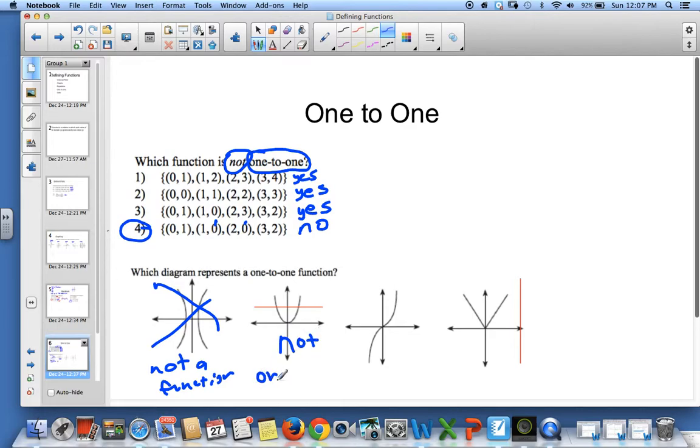Not 1-to-1. And then I continue with the other graphs, and it looks like this one, I never hit the graph twice here, so that would be the answer to the question. Let's just check this one right there. I can see it doesn't have that. It hits the graph twice horizontally, so not 1-to-1. So which one represents a one-to-one function? This one right here.